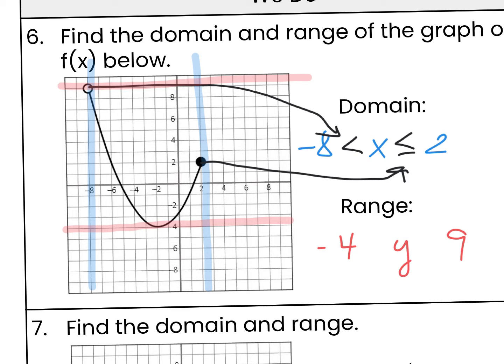Now, what do I use as my inequality? Since this lowest point is a solid curve, I'm going to use y is greater than or equal to, because there's not a hole there. It's a solid curve. At the very top, where the red line crosses through the hole, there's a hole there at 9. So I have to use y is less than 9. So that is my domain and range for that function.